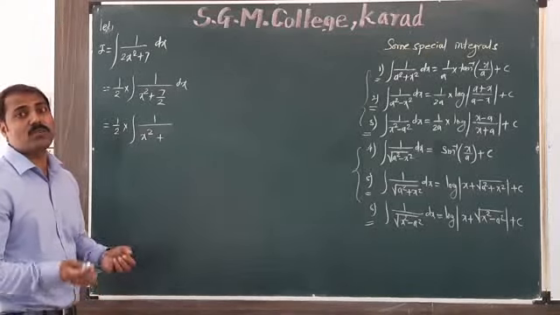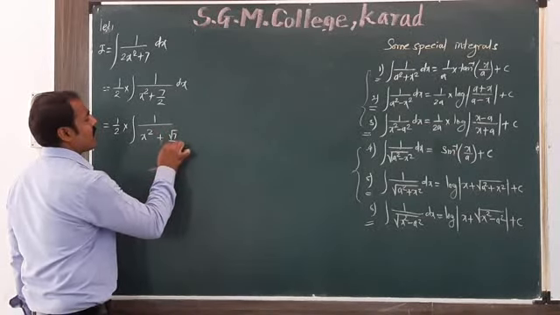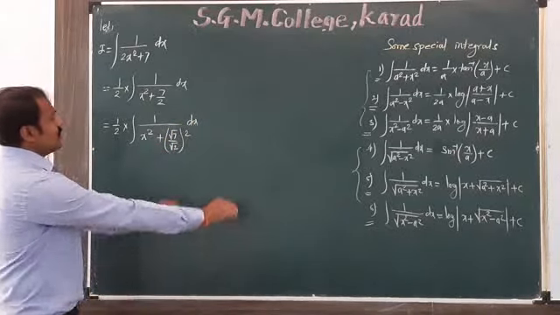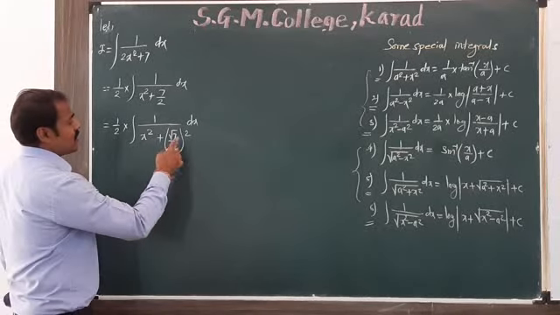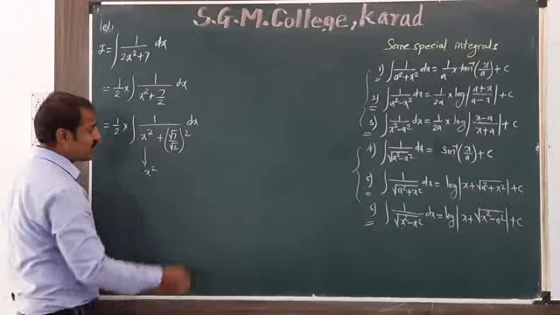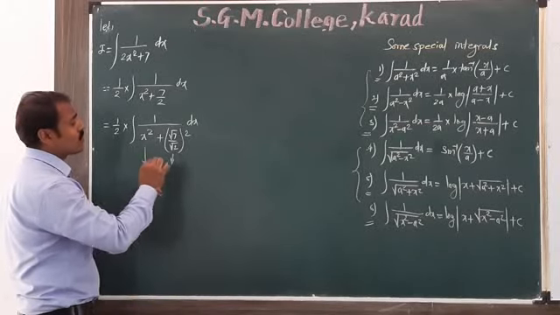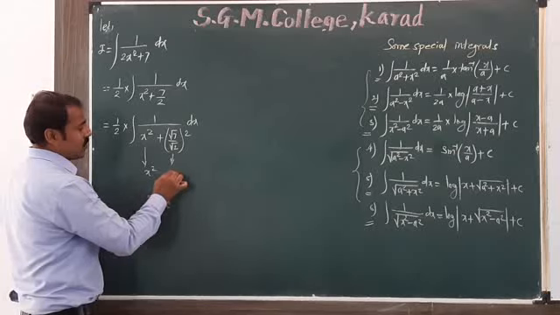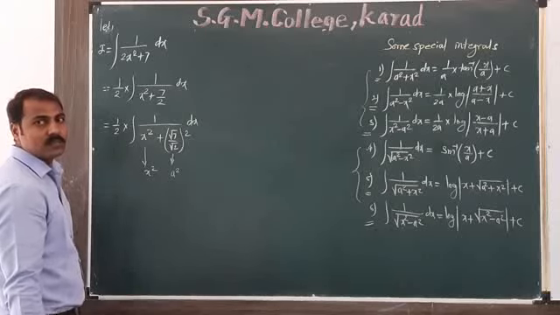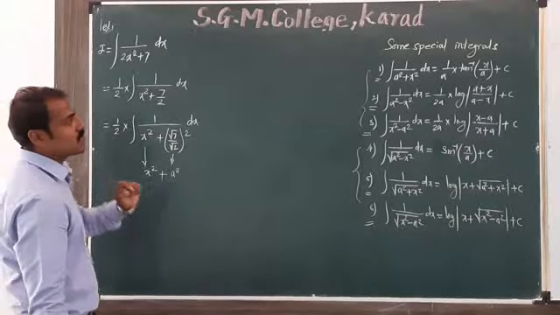Tell me, 7 by 2 is the square of which term? 7 by 2 is the square of root 7 divided by root 2. So I can write 7 by 2 as root 7 divided by root 2 bracket square. Here is the term of variable, so you consider that as x square. Here are constants, so I can write this as a square. And the formula is 1 upon x square plus a square.